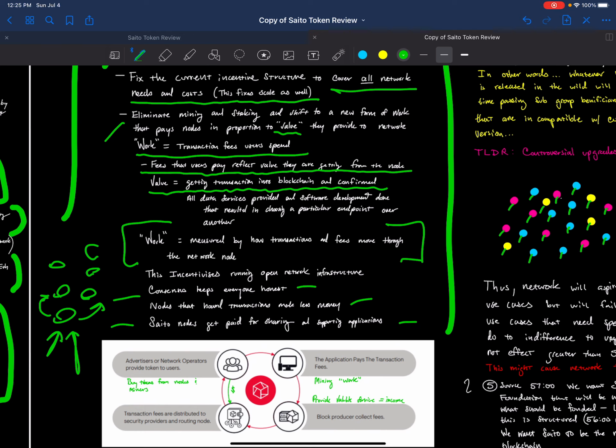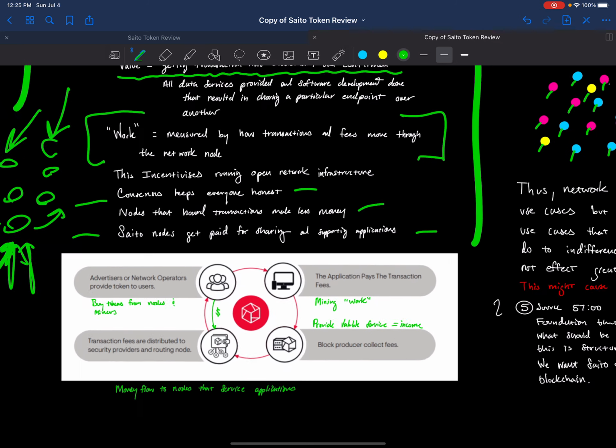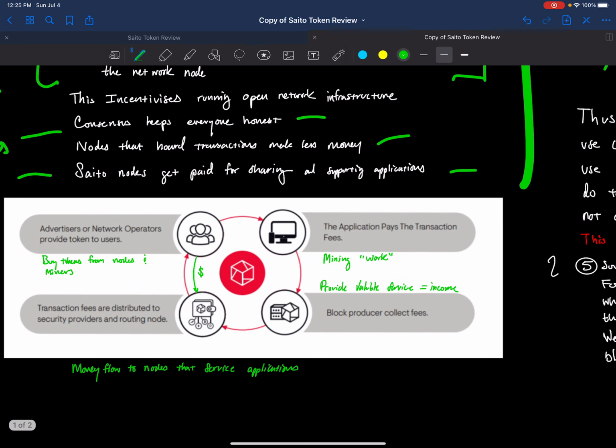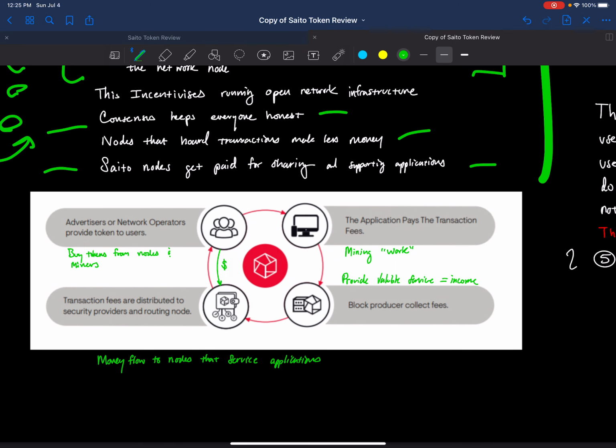So these nodes want to provide services. They want to provide applications. They want to write libraries, and they want to get people using them, because use is work in this system. Users is work in the system. So basically, their image here might even make it more clear. Mining is done by work. The application pays for transaction fees.